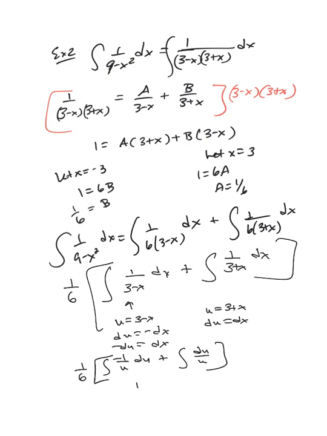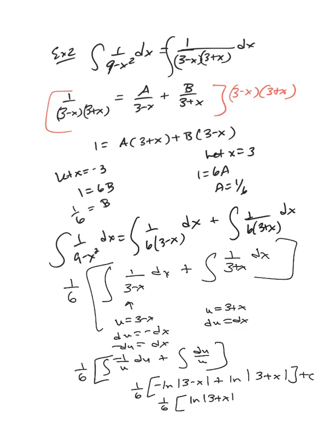So that is 1/6 times negative ln absolute value 3 minus x, plus ln absolute value 3 plus x, plus c. So this ln part, keep in mind, I can take this negative and bring it up. I can think of this as 1/6. Let me change this order: ln absolute value 3 plus x plus ln absolute value 3 minus x to the negative 1.